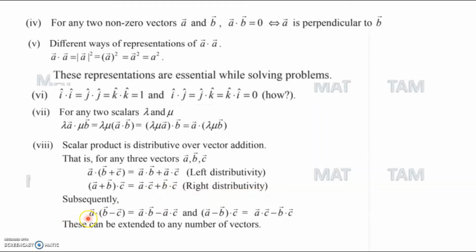Subsequently, interchanging the plus sign to a minus sign, we can say a dot (b - c) is equal to a dot b minus a dot c, and (a - b) dot c is equal to a dot c minus b dot c. These can be extended to any number of vectors.